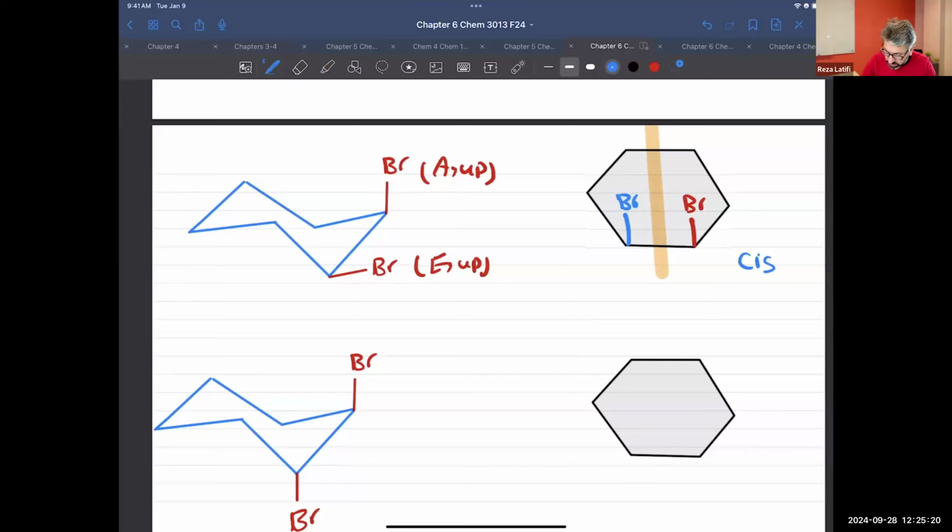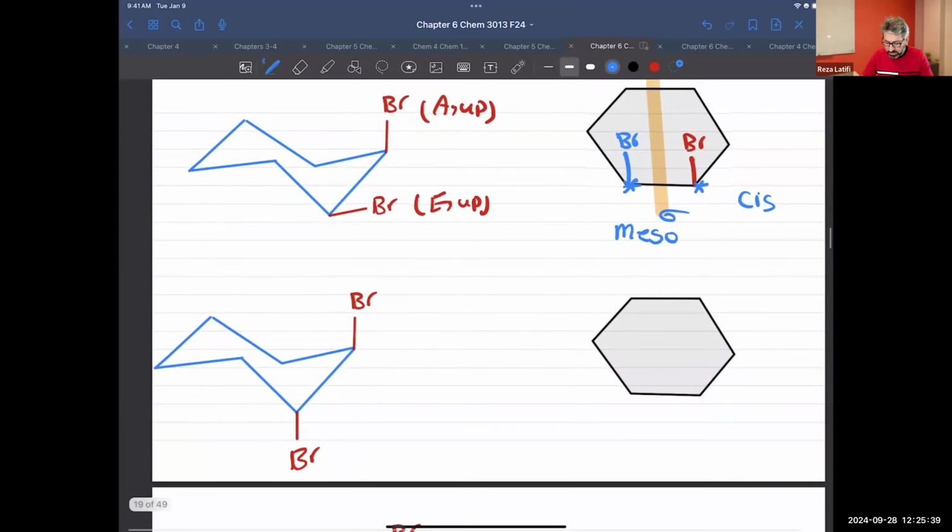And this molecule, even though it has two stereo centers, because of the plane of symmetry, the molecule will be meso. It will be achiral. Okay, so it does have a stereo center, but it's not chiral. It will be meso. How about the next one?